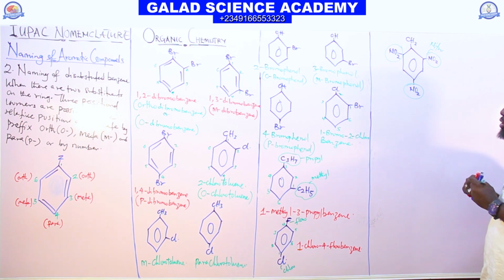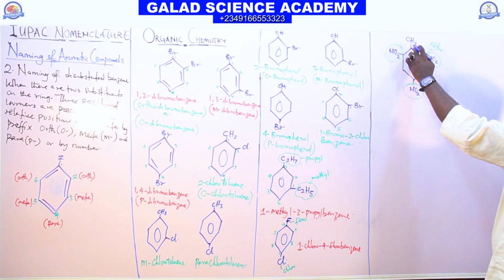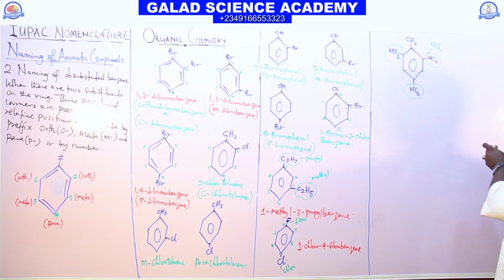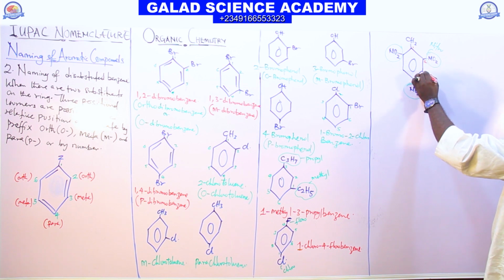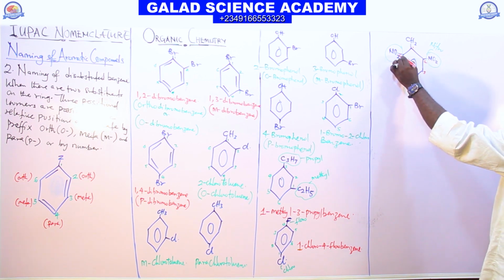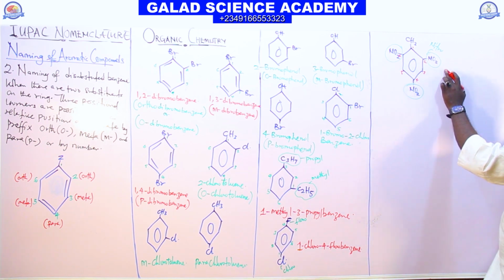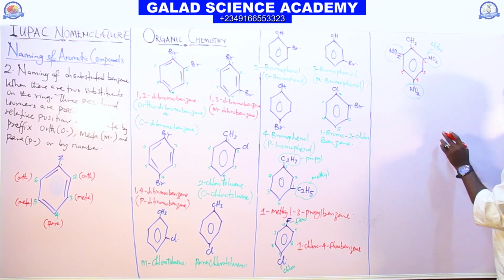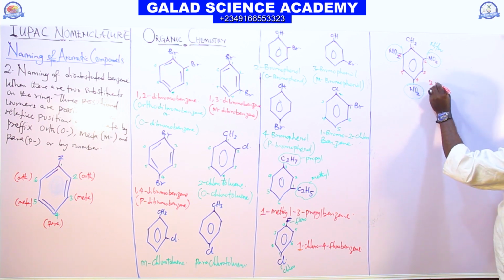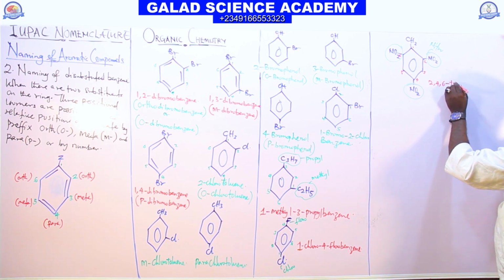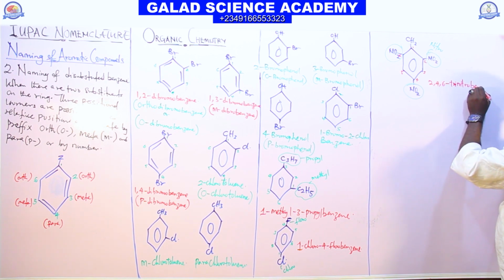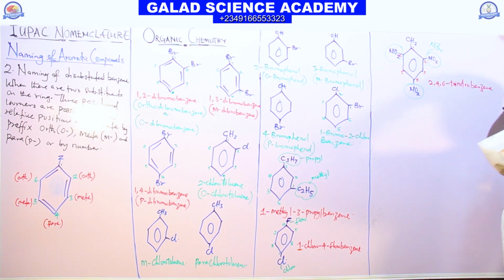So to name this compound now, we start. This is first carbon. This one will be second carbon. 1, 2, 3, 4, 5, 6. So you now call it 2, 4, 6. Yes, it will be 2, 4, 6. How many nitro? Tri nitro, toluene. That is the name.